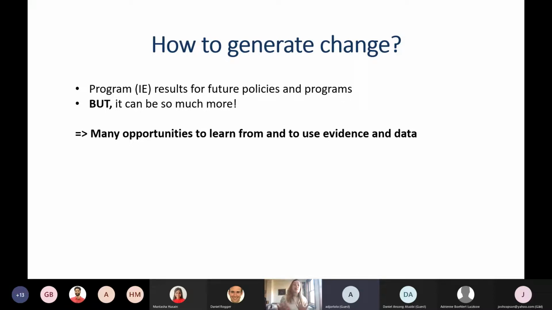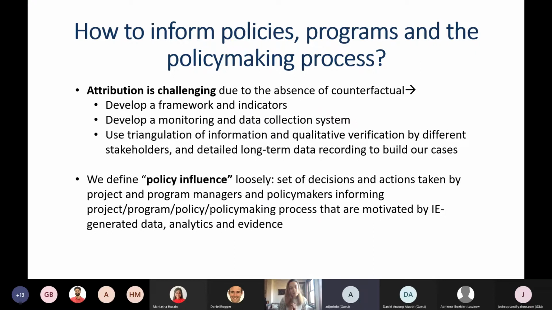And so this is what I'm going to try to talk about today: there are actually many opportunities to learn from and to use the evidence and data that is coming from a specific program. So we don't just have to wait for the results. It doesn't have to be this big bang at the end. It can really be a lot of things throughout the way. So this slide is a little bit boring, but the next ones will be better.